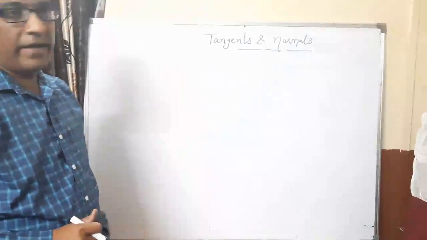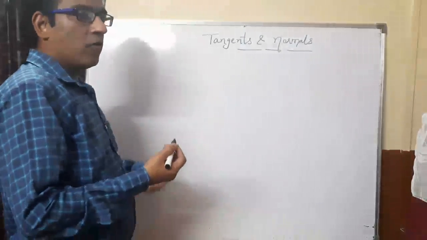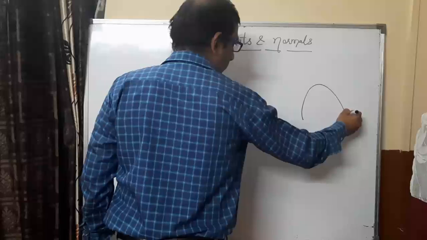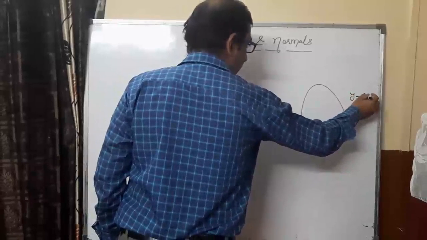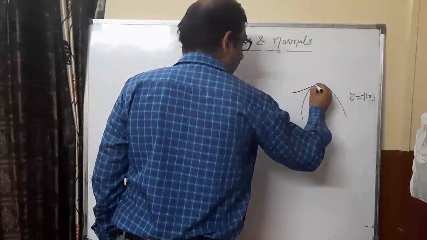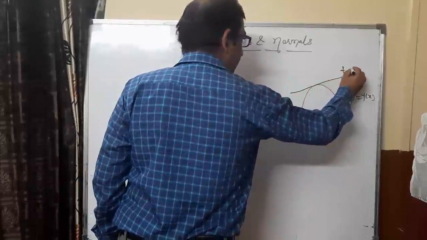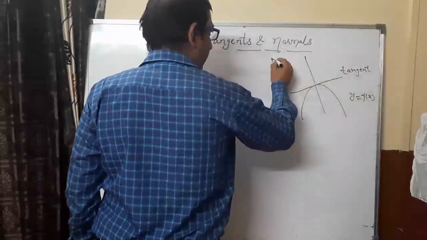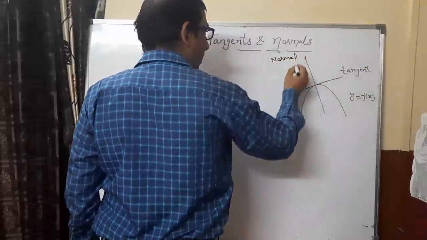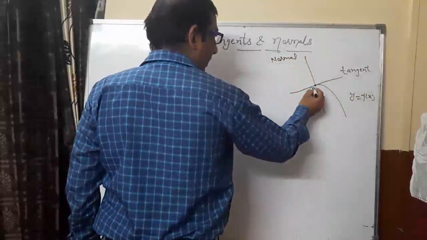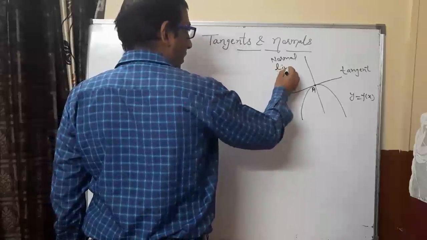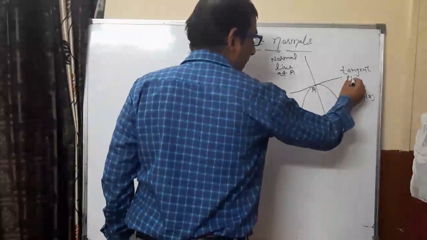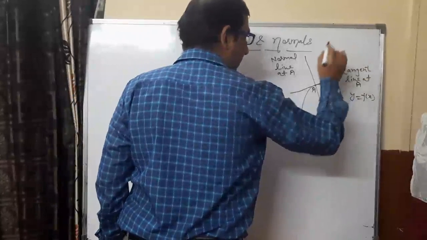Now I am continuing with the next concept, that is tangents and normals. So what is the meaning of tangents and normals? If we draw a curve that is y equals f(x), we can say this line denotes the tangent, and this is the line related with the normal. If this intersection point is A, then we can say this is the normal line at point A, and this is the tangent line at point A.